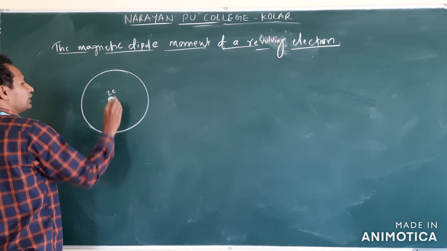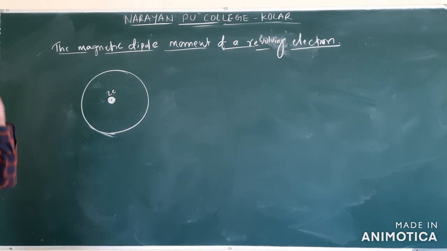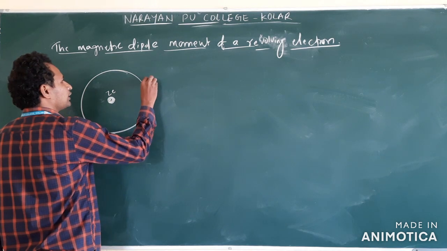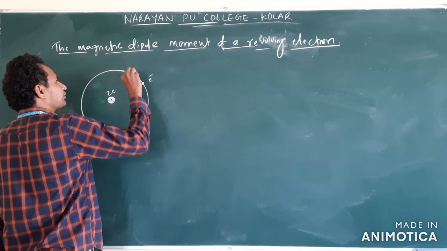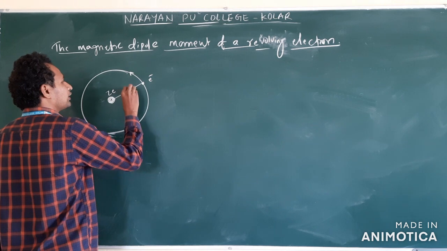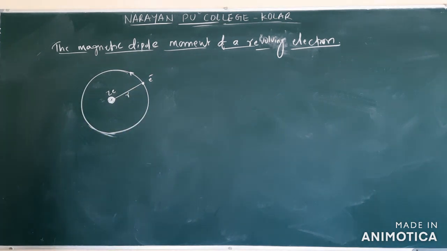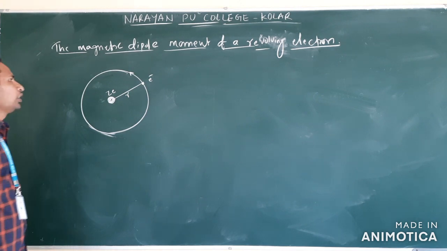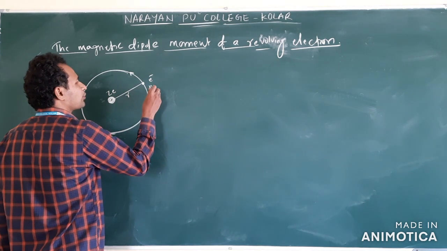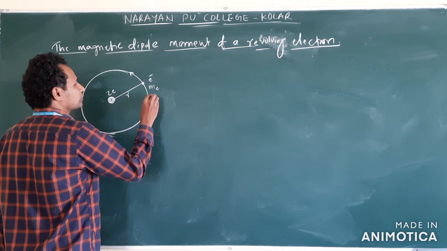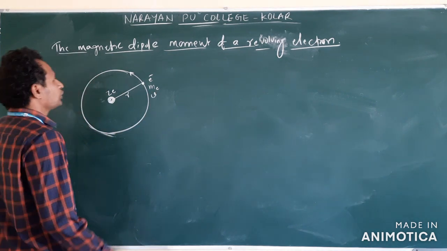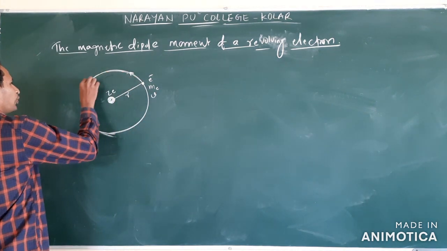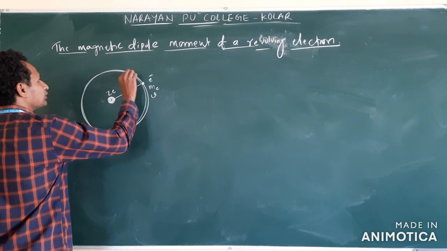Z is the atomic number. Now, the electron E is revolving in a fixed orbit, and R is the radius of this fixed orbit. Clear? Now it has a mass ME, moving with velocity V. The electron is moving in this orbit.